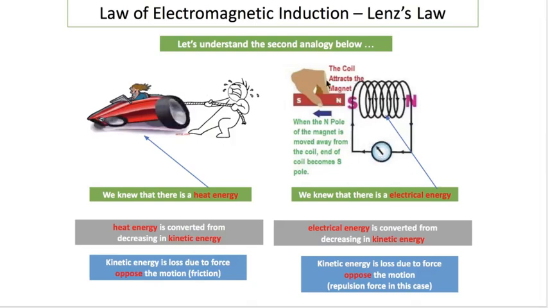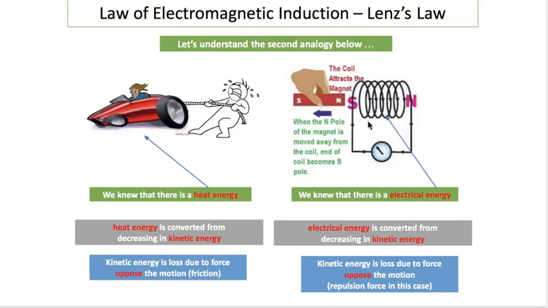So if you were to put a magnet inside, according to Faraday's law, the voltmeter will flicker. This is because the electrical energy is converted from the decrease of kinetic energy. To go into more depth, this is because of how the current flows. The current will flow in a direction that opposes the motion of the magnet.